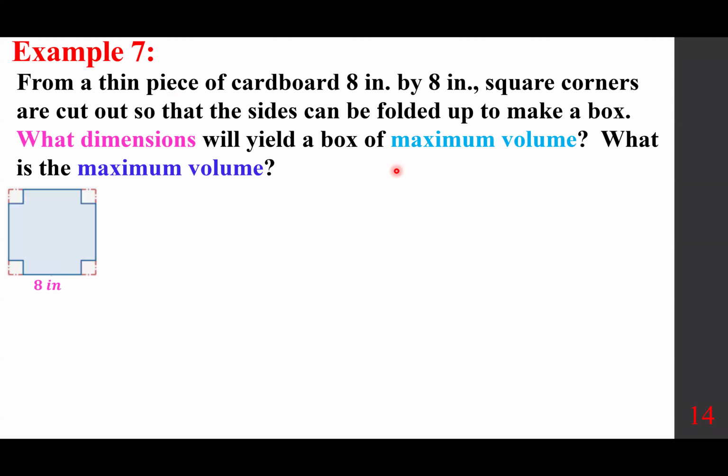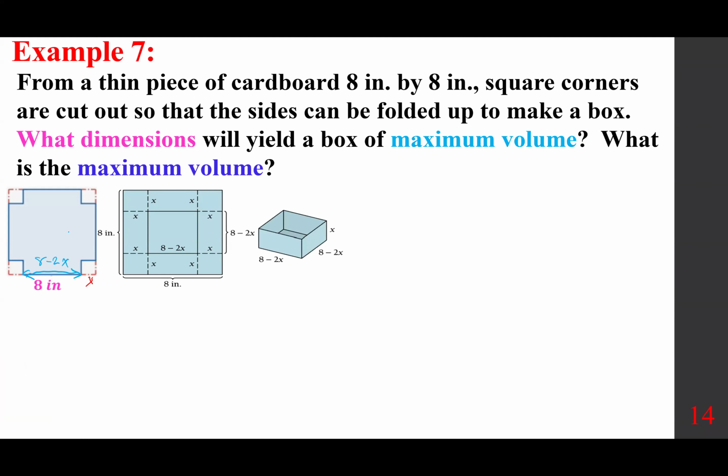So we have an 8 by 8. We're going to cut the corners. And the amount that we're going to cut is X amount, everybody. So this is X. That means every corner is X. So if this is X, so is this one. And what is left here is 8 minus 2X, right? Folded up, looks like that.